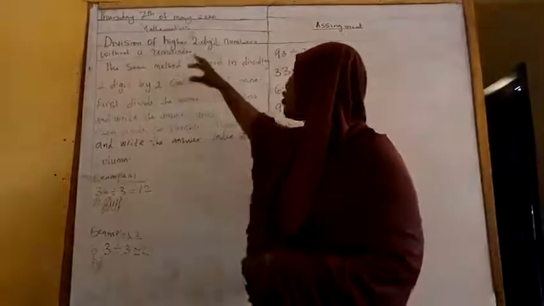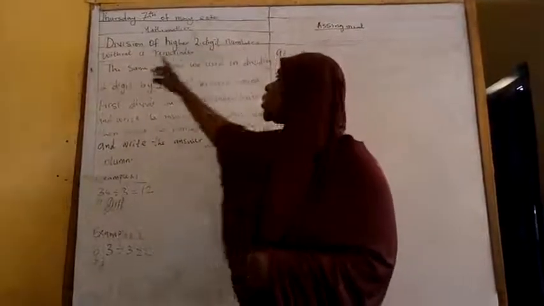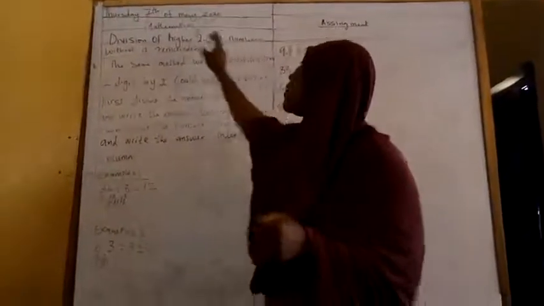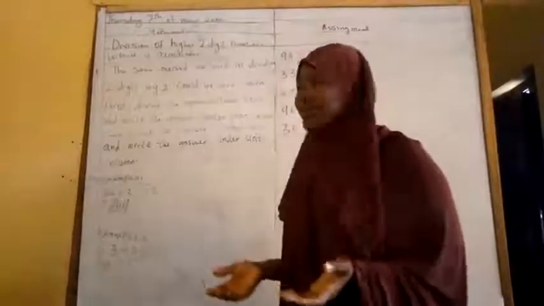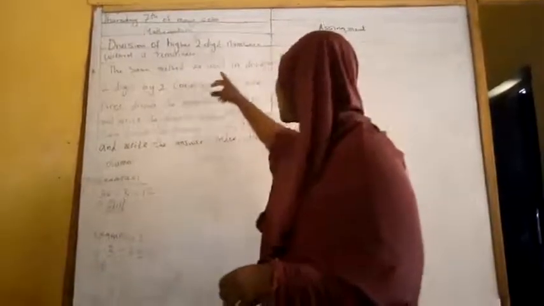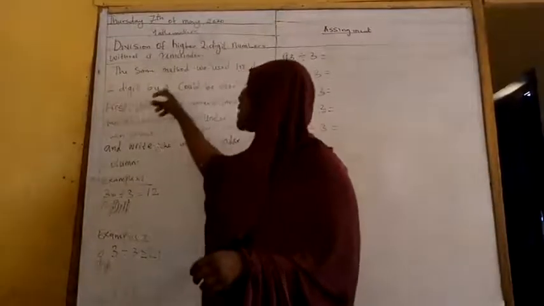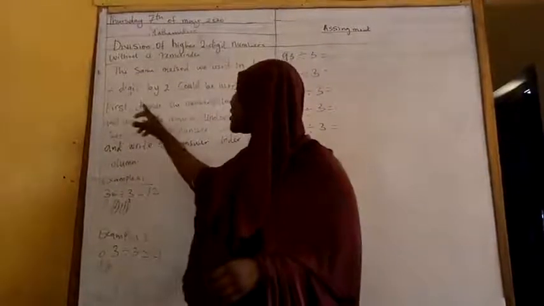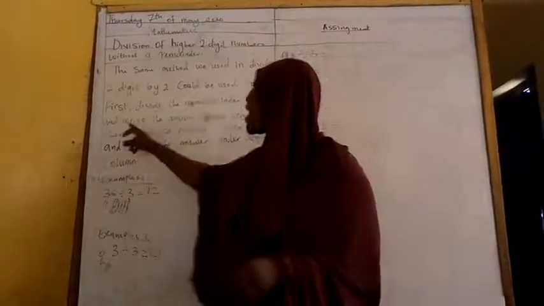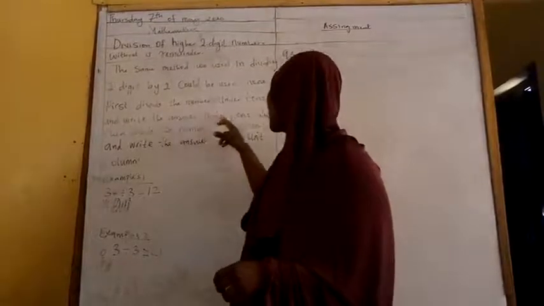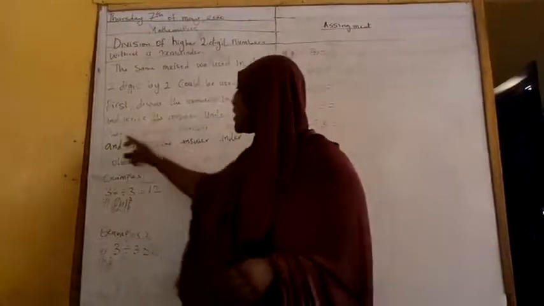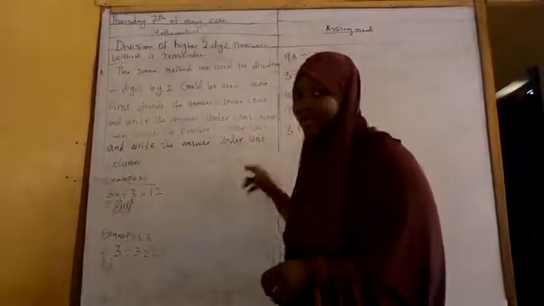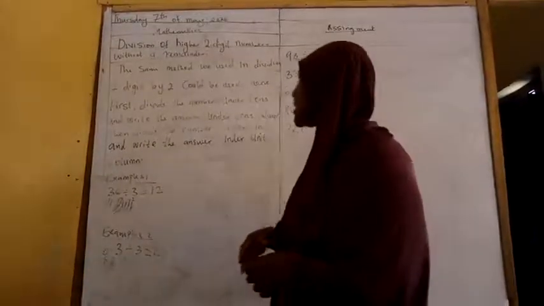Mathematics. Division of higher two-digit numbers without a remainder. Division of higher two-digit numbers without a remainder or carry. The same method we use in dividing two digits by 2 could be used here. First, divide the number under tens and write the answer under tens. Then divide the number under units and write the answer under units. Is it clear? Let me take it again.